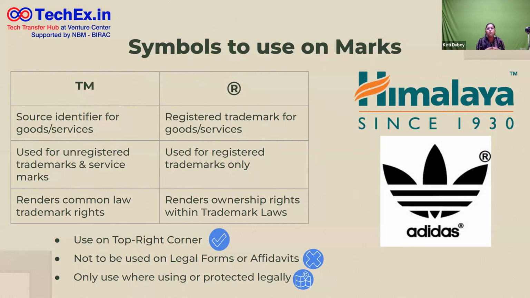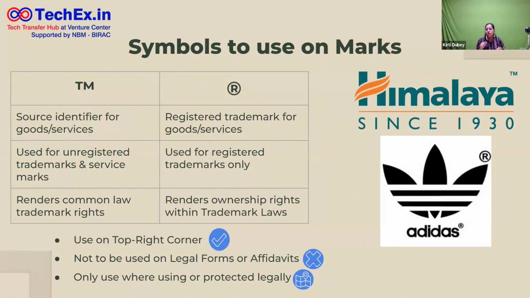Now TM renders common law trademark rights. So there are two kinds of rights. One is that unregistered trademarks have common law trademark rights, which pertain to public confusion, that the public should not be confused. That is why they get these rights, to make sure that there are no counterfeit goods available in the market. TM gives you that nature of rights.